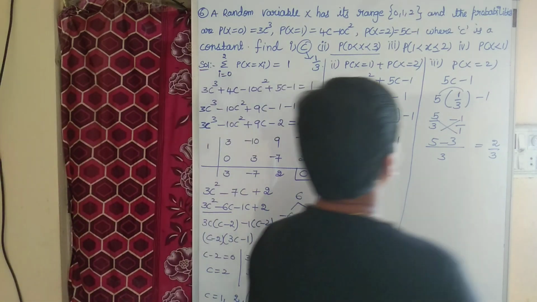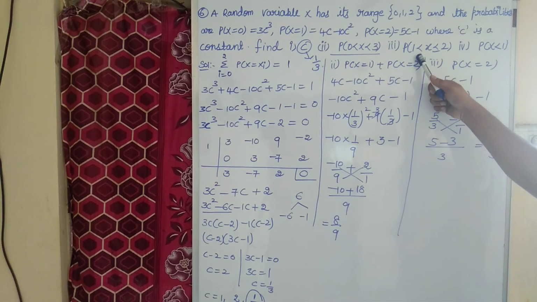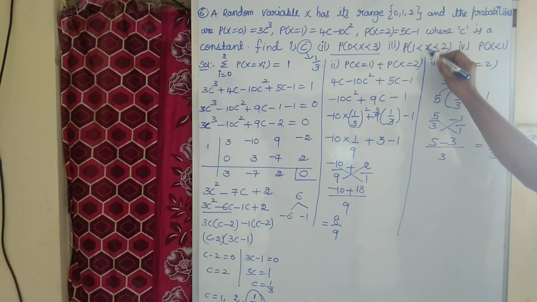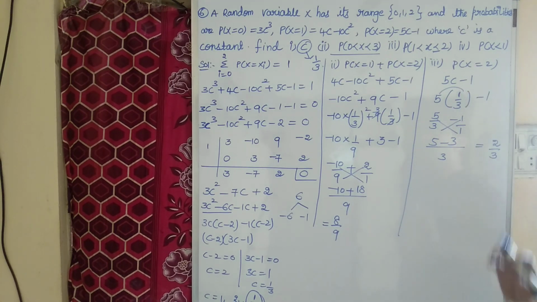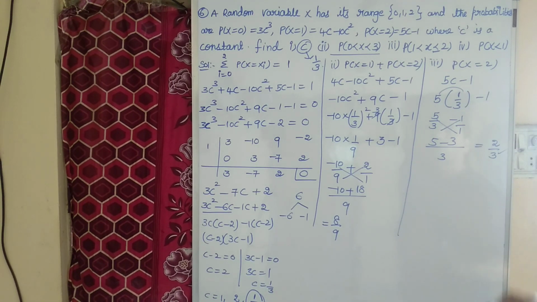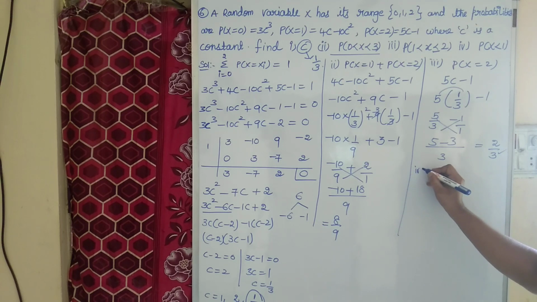Did you understand why we have taken only one value? For 1 less than x less than or equal to 2, here less than or equal to is there. So we have to take only P of x equal to 2. P of x equal to 2 means 5c minus 1. In the place of c we substituted 1 by 3. We got 2 by 3. Now what is the fourth question?